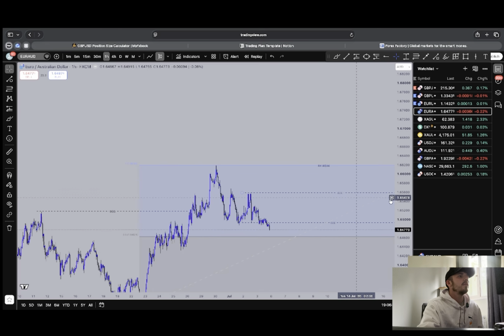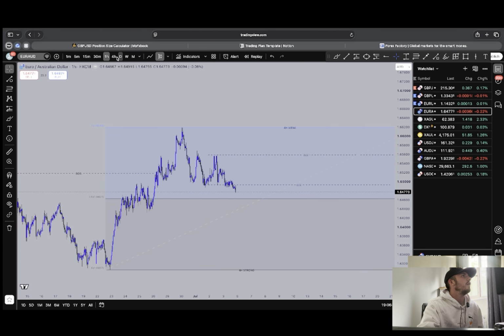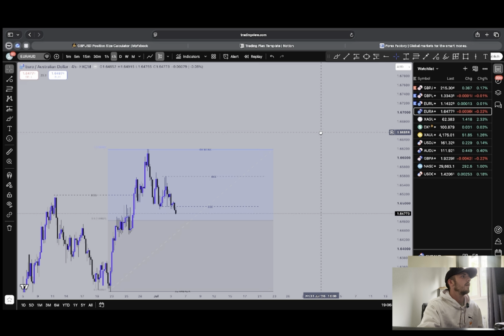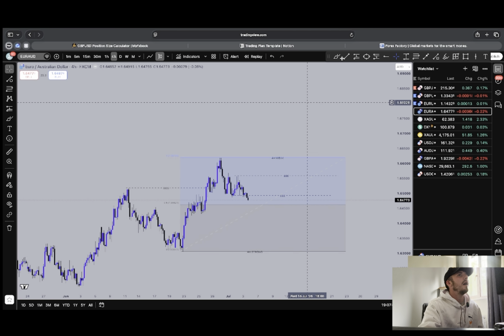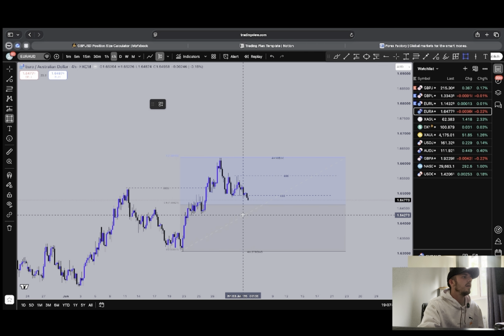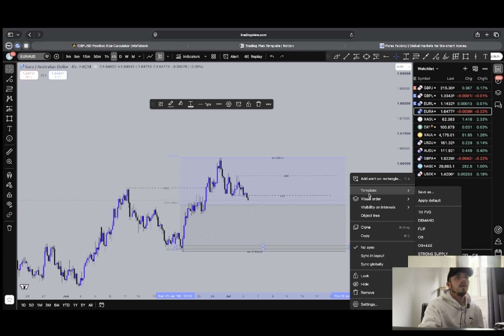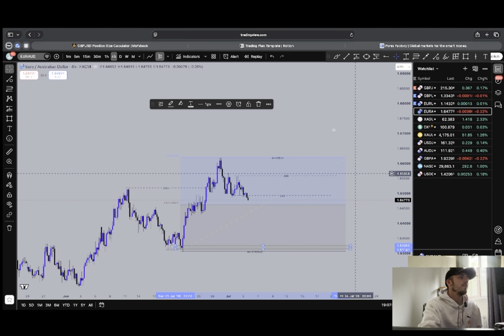So I've got my 4-hour highs, my 4-hour lows, my 4-hour range. I've got my breaker structure and my daily liquidity. So now what we want to do is mark out any key zones. Order block down here, the 4-hour. So that'll be a good potential buy-in zone. So order block demand.